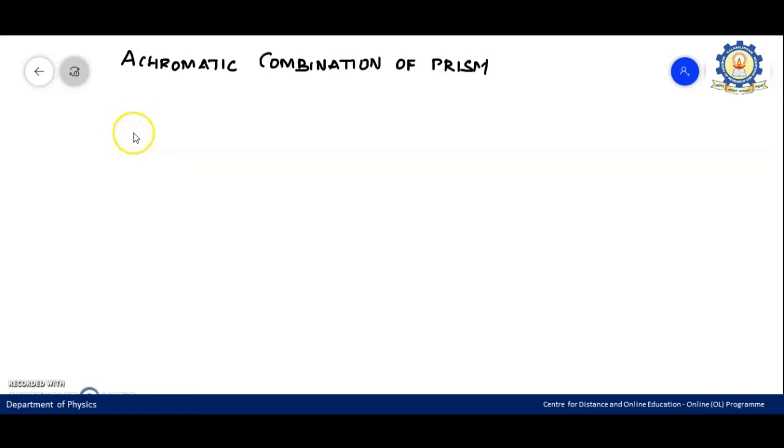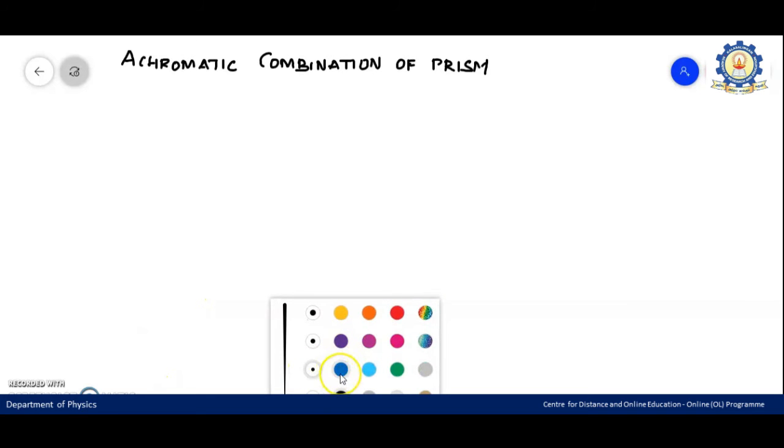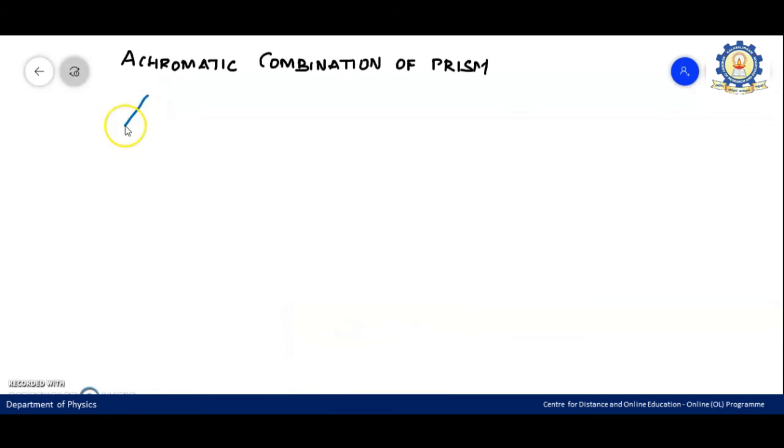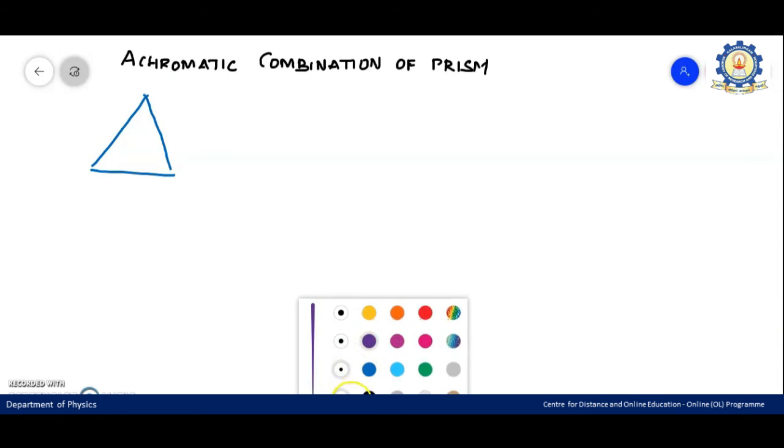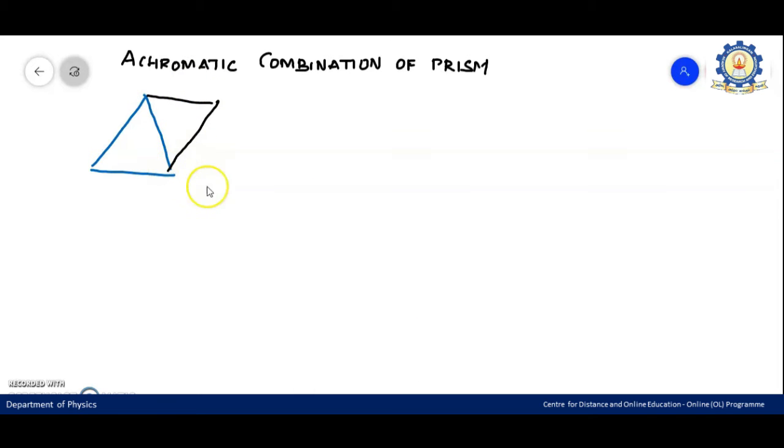In this session, let us see about achromatic combination of prism. So let me take two prisms, consider a crown and flint glass prism. So this is the crown glass prism, and the flint glass prism will be placed in such a way that they are placed in opposite direction like this. An achromatic prism is a combination of two appropriate prisms so constructed that it shows no color.